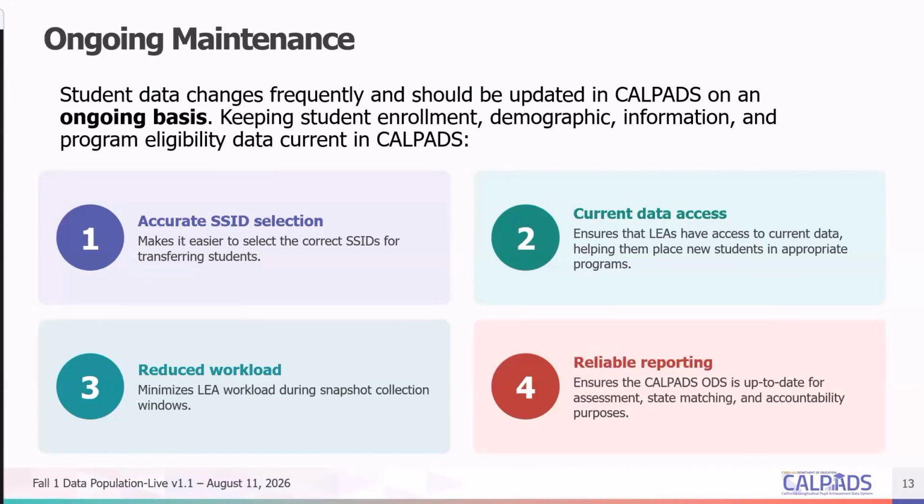It simplifies SSID selection for students transferring between schools and districts. It ensures accurate placement of a student into appropriate programs by giving LEAs access to up-to-date information. It reduces the workload during critical snapshot collection periods by minimizing last-minute data corrections. It supports accurate state reporting for assessments, accountability, and state-level data matching. In addition to ongoing maintenance, it improves decision-making by ensuring the real-time data is accurate and readily available when needed.